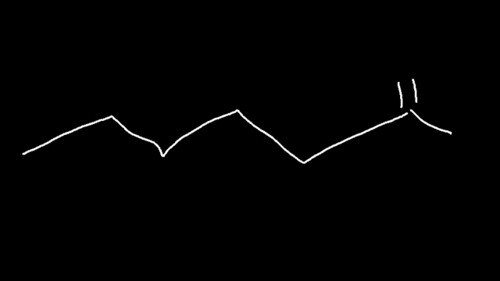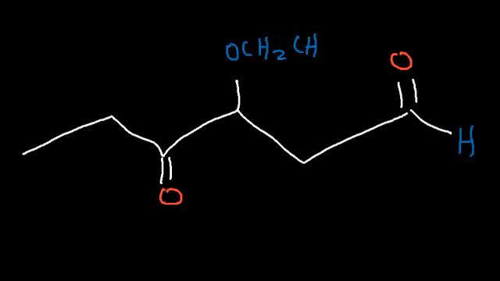Let's try another example. So which group has the highest priority? The ether, the aldehyde, or the ketone? Well, we know it's not going to be the ether. And between the aldehyde and the ketone, the aldehyde is always at the end. So the aldehyde has more priority than the ketone. So this is going to be number 1.